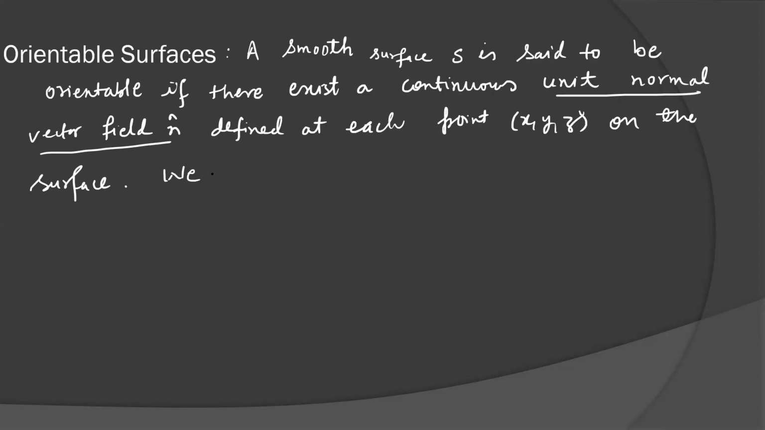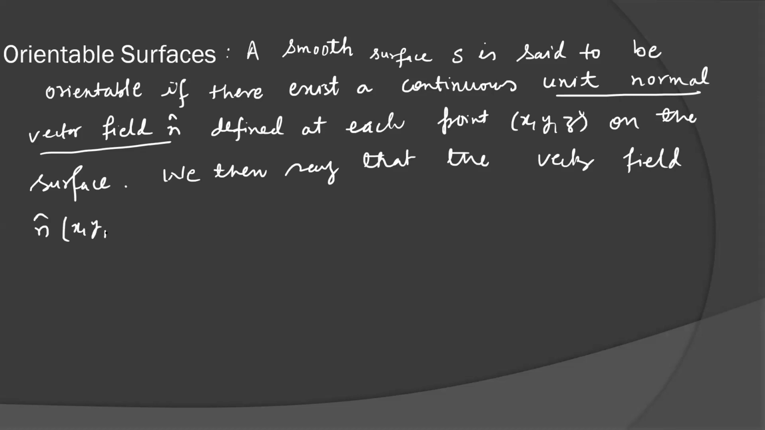We then say that the vector field n cap, which is a function of x, y, z, is the orientation of surface S. This orientation can be in the direction of upward or downward. We will see it later.